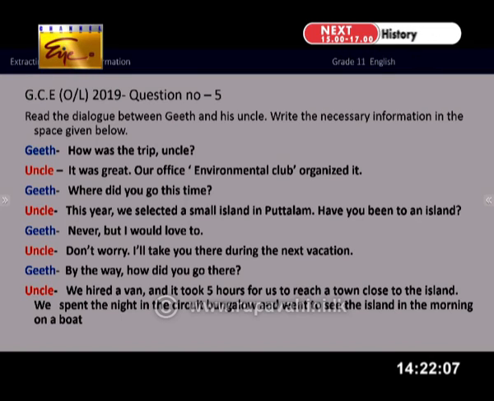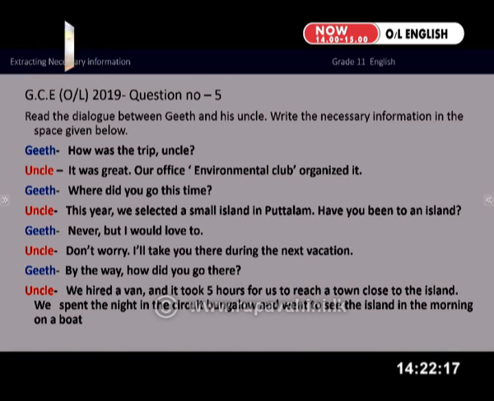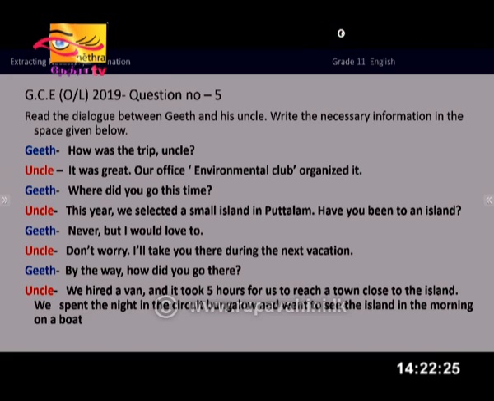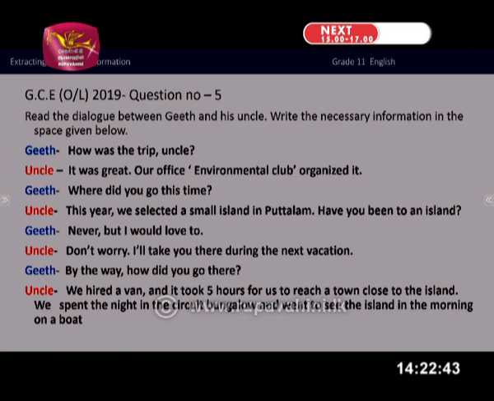How was the trip, uncle? It was great. Our office environmental club organized it. Where did you go this time? This year we selected a small island in Puttalam. Have you been to an island? Never, but I would love to. Don't worry, I'll take you there during the next vacation. By the way, how did you go there? We hired a van and it took 5 hours for us to reach a town close to the island. We spent the night in the circuit bungalow and went to see the island in the morning on a boat.